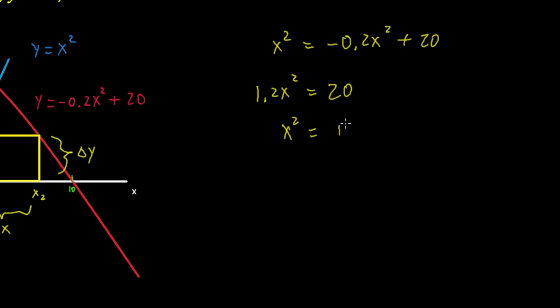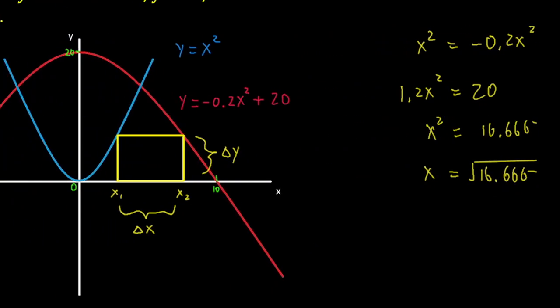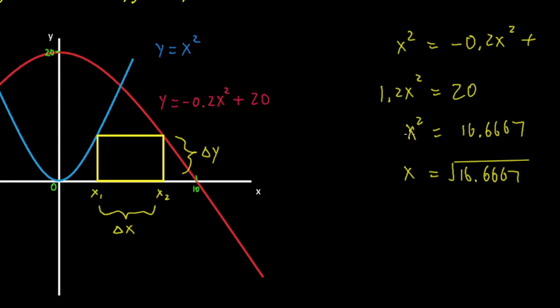So it's around 16.6667. Then, of course, you take the square root of this. x is equal to the square root of 16.6667. But here's the thing, I will keep x squared as 16.667, because I can just put this x squared back into this equation, and then I have the y value. I can put the x value into either of these equations and I will still get the same y value.